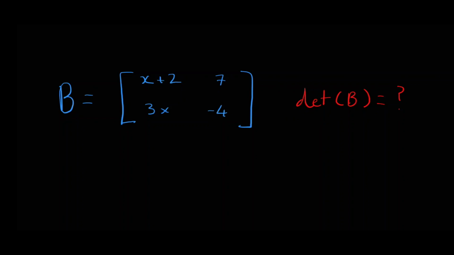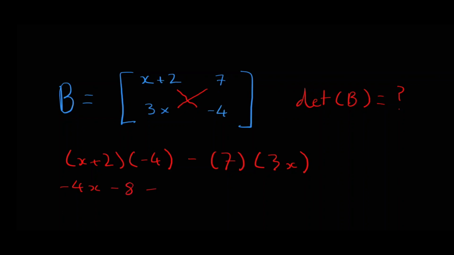Alright, here's another 2x2 matrix. See if you can find the determinant of B. The determinant's just going to be x plus 2 times negative 4 minus 7 times 3x. We can turn that into negative 4x minus 8 minus 21x. And that equals negative 25x minus 8. So our determinant is negative 25x minus 8.